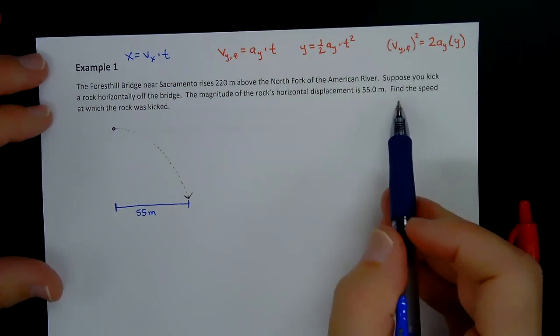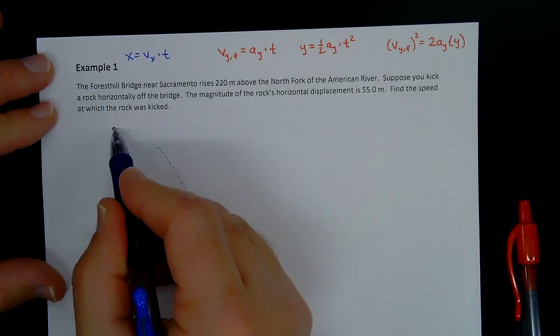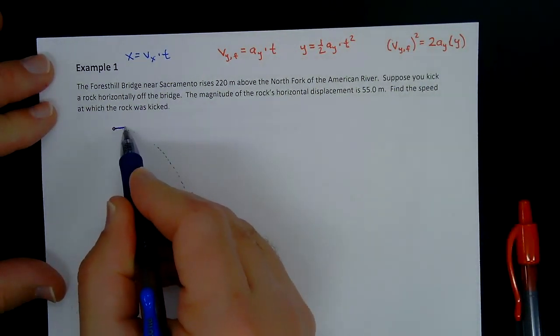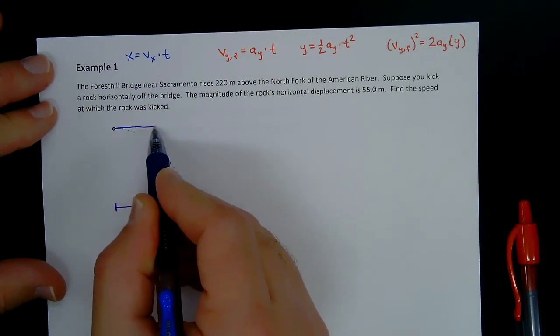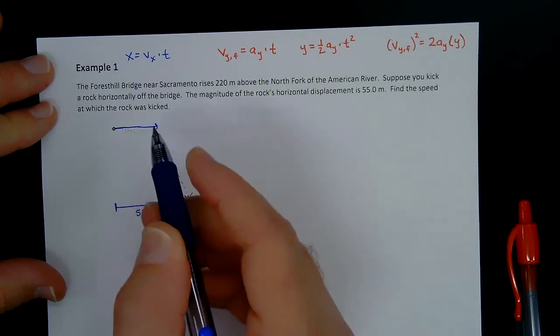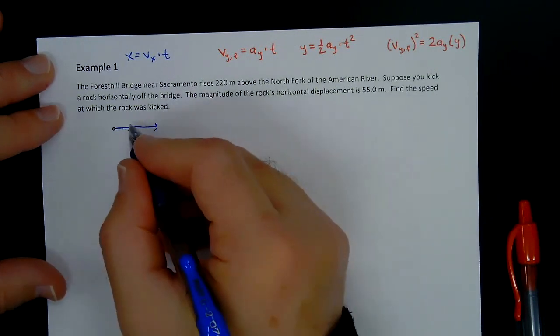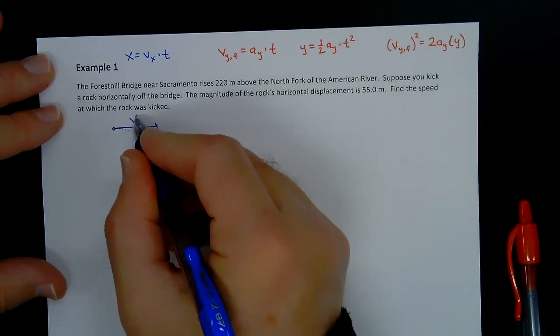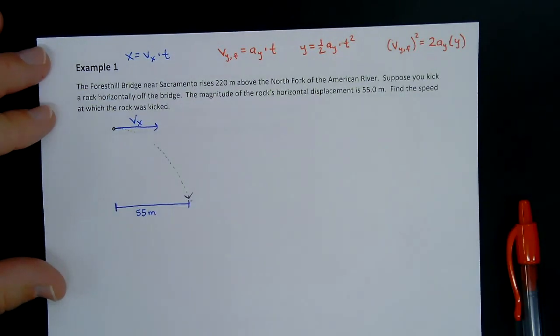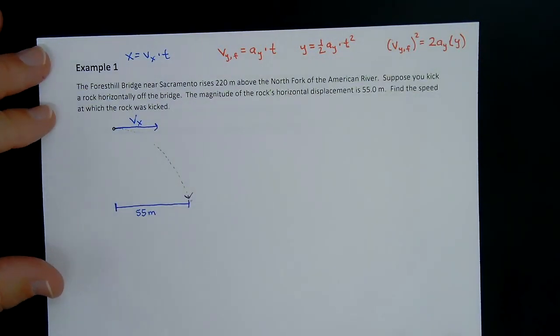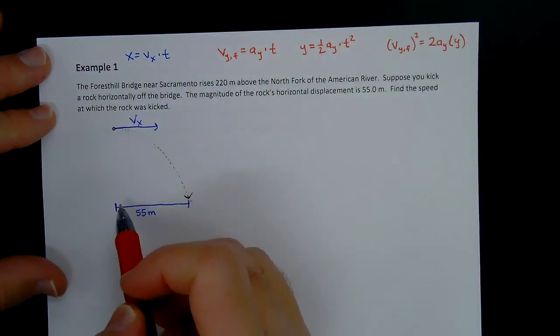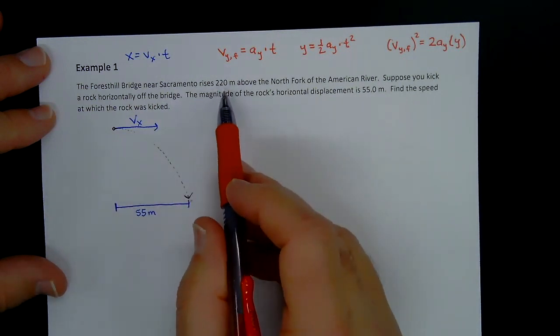And then what we want to know is that when we kicked it, we gave it a velocity in the horizontal direction. And actually, I want to find the speed at which the rock was kicked. That's what I want to find here. I want to find V sub X. Now I know one more thing. I know how high up this was. And that was 220 meters.